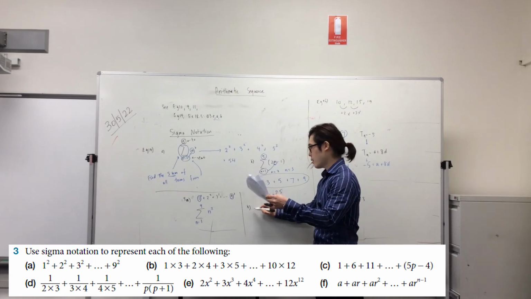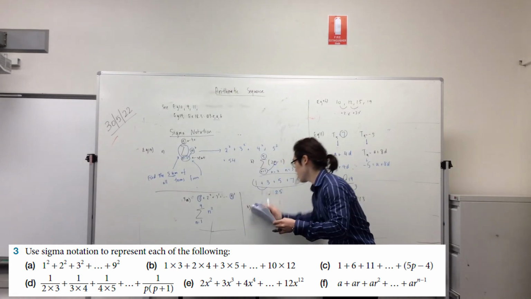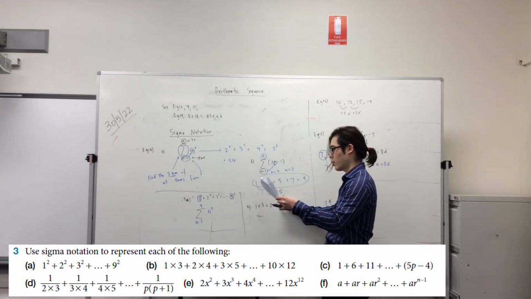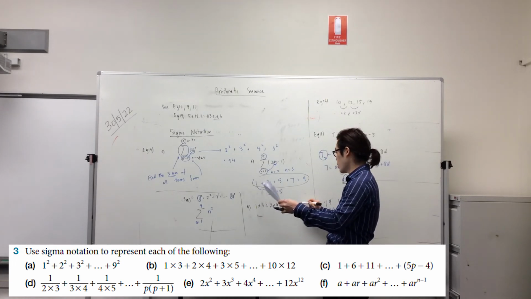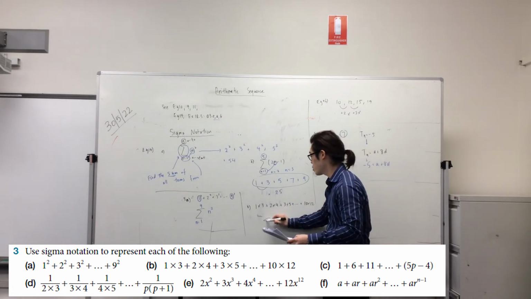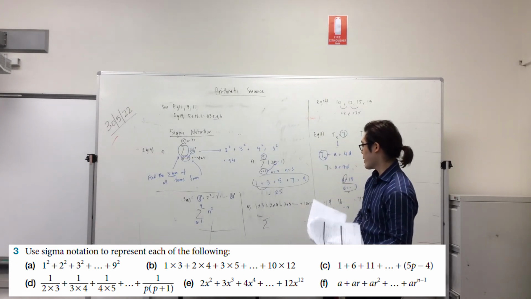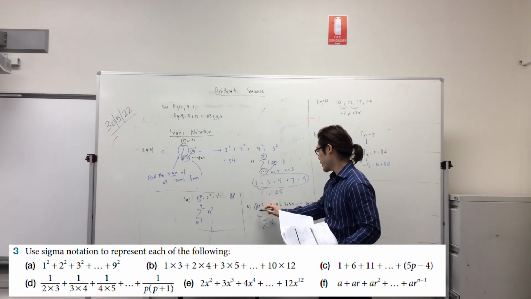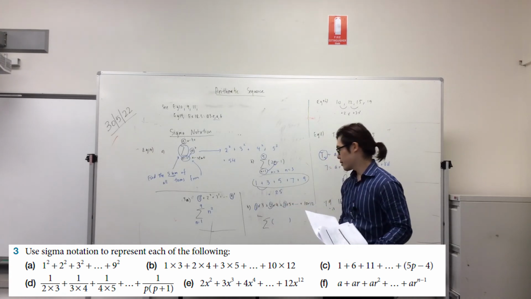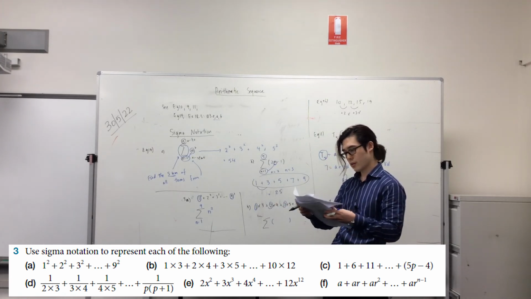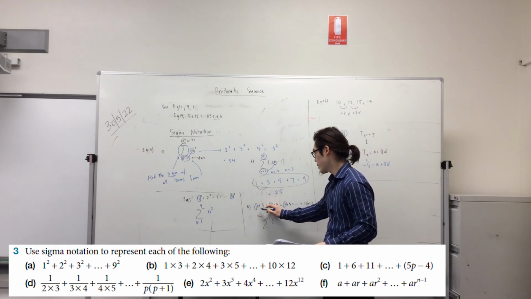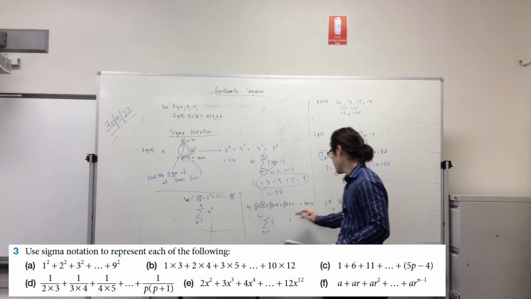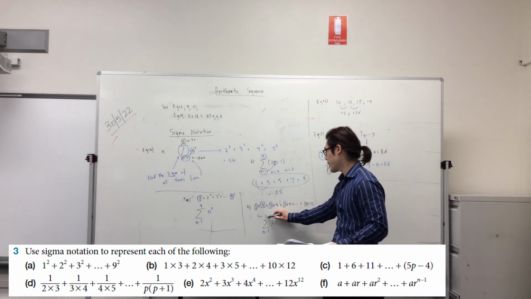Makes sense? All right, now let's get a bit more advanced. Let's have a look at B. It's not too bad, but let me write down what they have first. So you've got 1 times 3 plus 2 times 4 plus 3 times 5, all the way up to 10 times 12. We need to know where to start, where it ends and what the function is. Starting with n equals 1, ending at n equals 10.